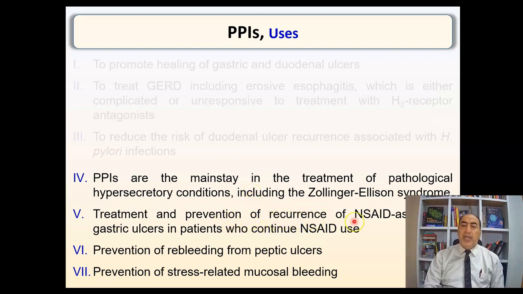Treatment of recurrence with non-steroidal anti-inflammatory drugs. Patients using these drugs for a long time can develop a peptic ulcer. So to prevent this, you can use these drugs along with the non-steroidal anti-inflammatory drugs. Also, prevention of rebleeding from peptic ulcer, and prevention of stress-related mucosal bleeding, as we explained before.